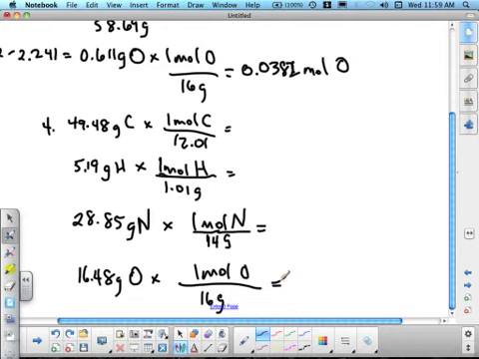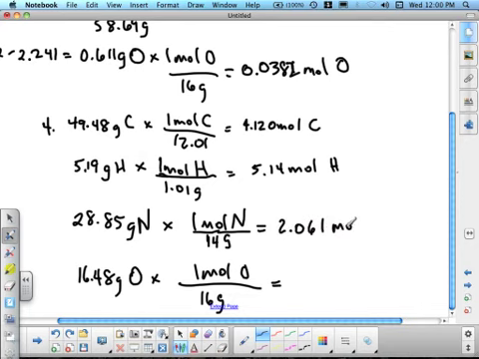Okay, I got 4.120 for carbon, 5.14 moles of hydrogen, 2.061 moles of nitrogen, and I get 1.03 moles of oxygen.